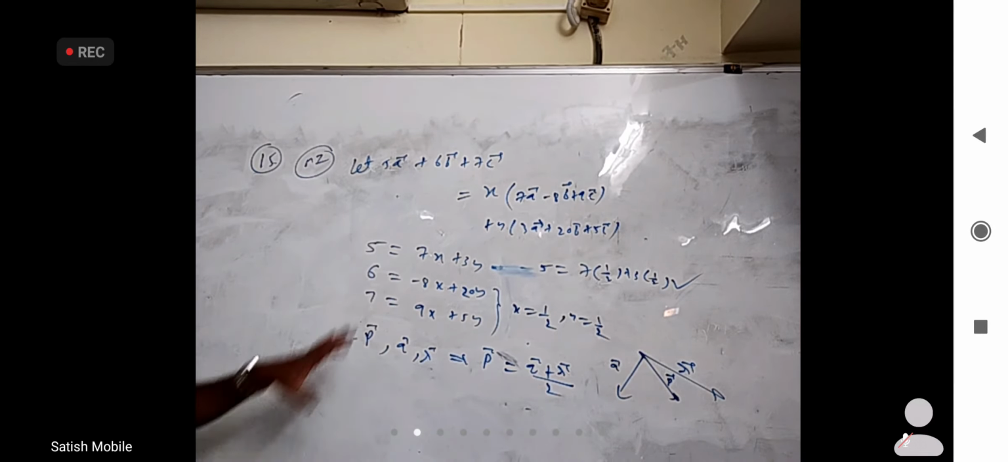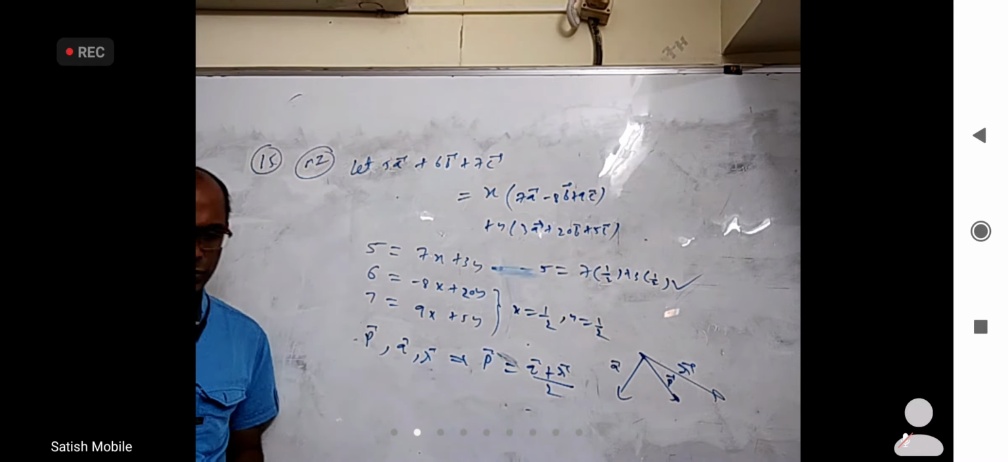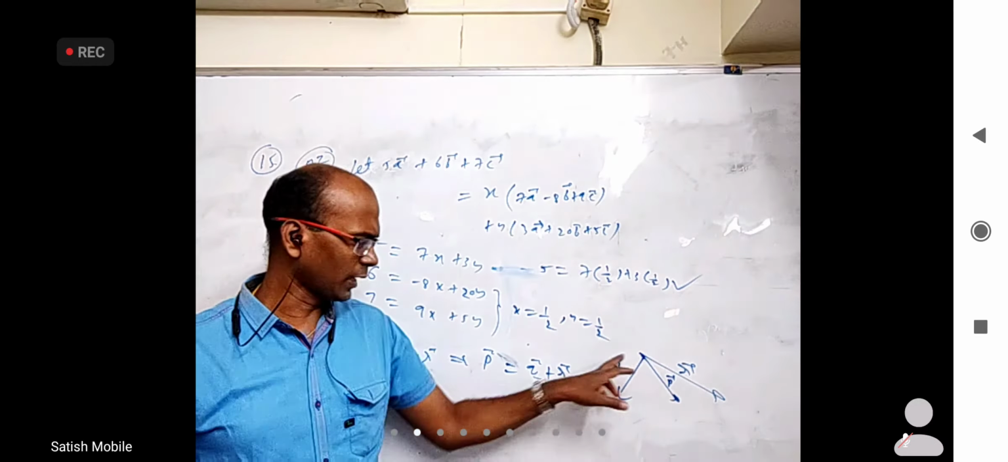Okay, so everybody clear that in this method we could prove that the three given vectors are coplanar because we are able to find a linear combination between them. Definitely they don't form a triangle. I am giving some idea.